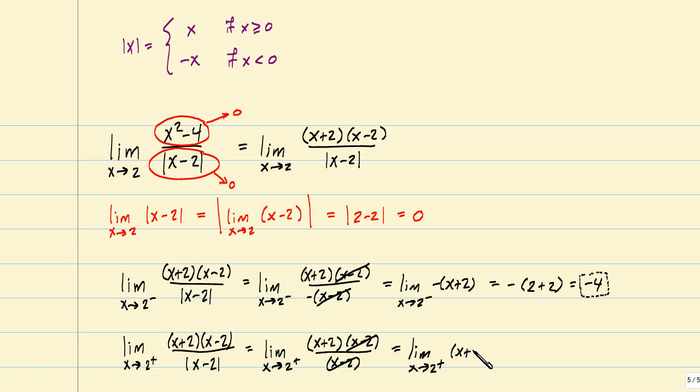And we're left with simply x plus 2, again no negative. This again is the limit of a polynomial, so we're free to plug the 2 in. And we get 2 plus 2, or 4.